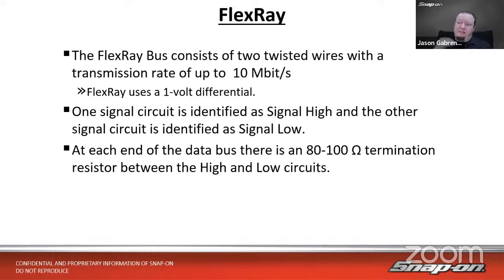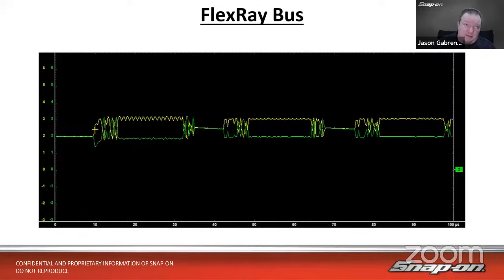One signal circuit is going to be signal high, the other one is signal low, so it's very similar to CAN in that way. At each end of the data bus, there can be anywhere from an 80 to 100 ohm termination resistor. I guess there's a little bit of flex in the standard for that. And then, like I said, it's going to be between the high and low, just like on CAN. And if I were to look at FlexRay on a scope, it's going to look more like this. I have a lot of much smaller ups and downs going on there because it's communicating considerably faster on the network. So these little bumps and these little ups and downs are the ones.